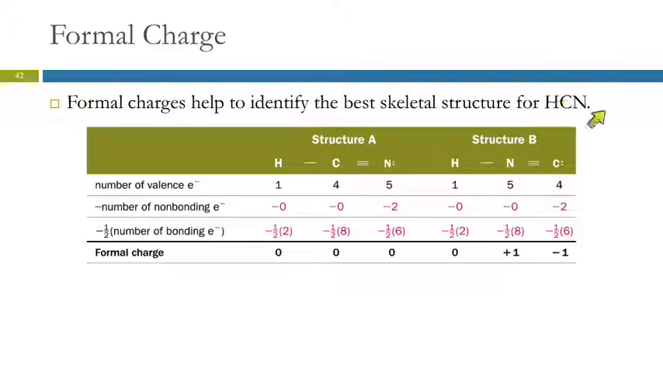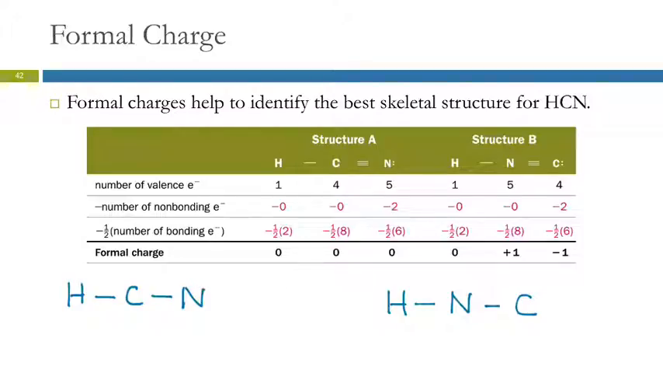We can put this together in 2 different ways. We can put the carbon in the middle, or we could put the nitrogen in the middle. So I'm going to draw this down below so that I can play around with it. So we'll do HCN over there, and we'll do HNC over here.